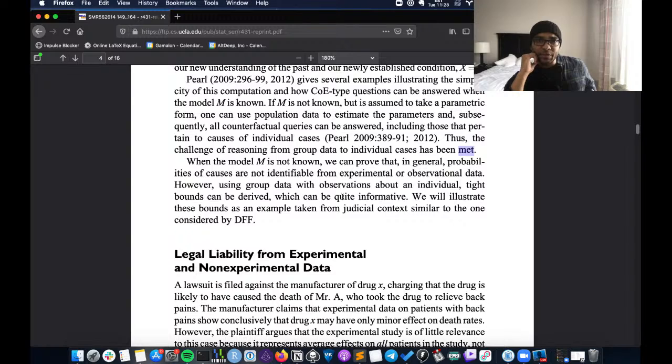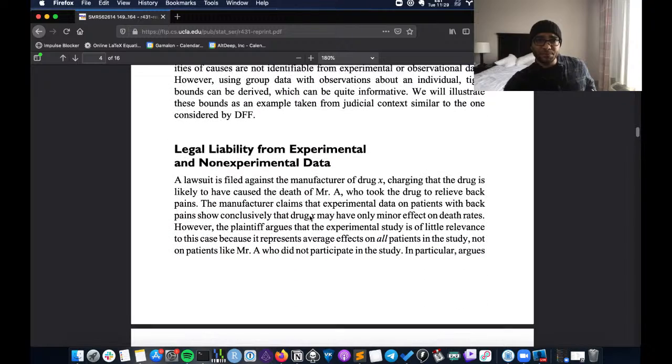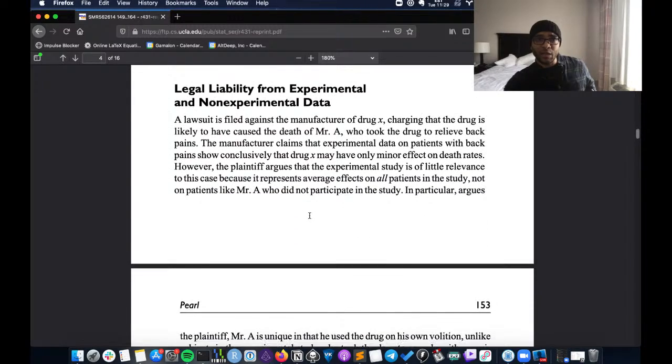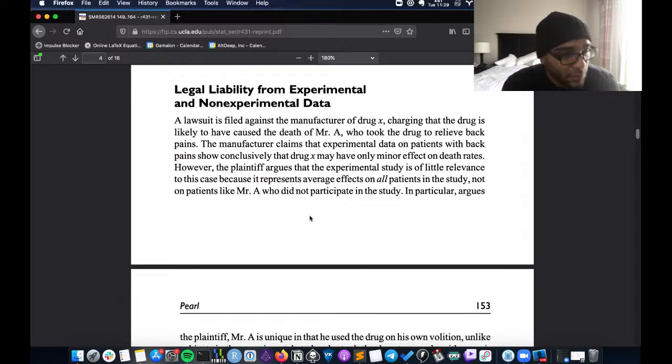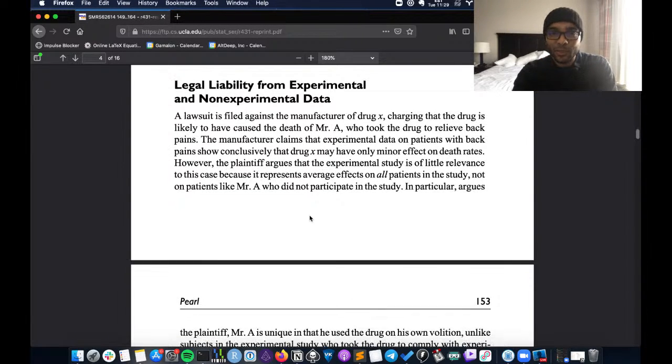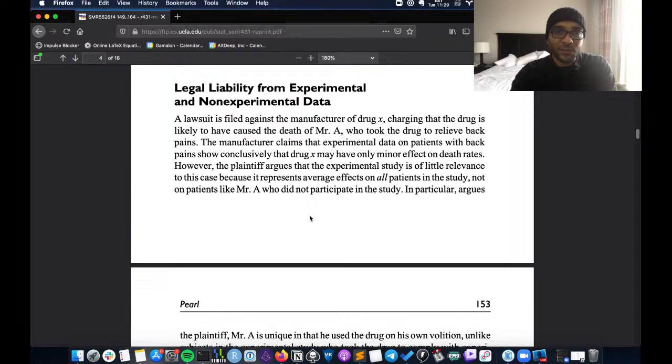However, using group data with observations about an individual, tight bounds can be derived, which can be quite informative. We will illustrate the bounds with an example taken from a judicial context similar to the one considered by DFF. All right, so now we've gone through the rigorous introduction. Now we want to figure out what he is trying to communicate to these sociologists he's writing to.